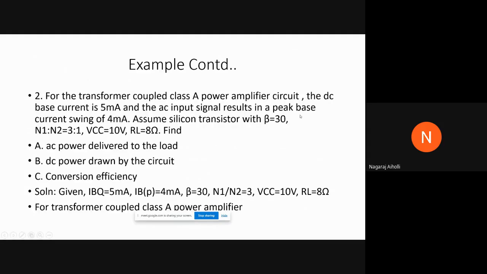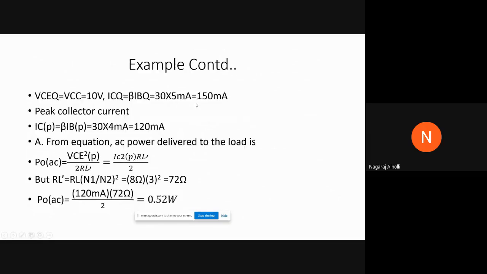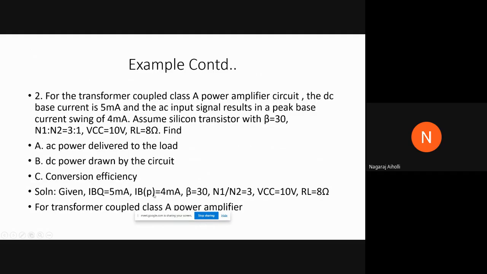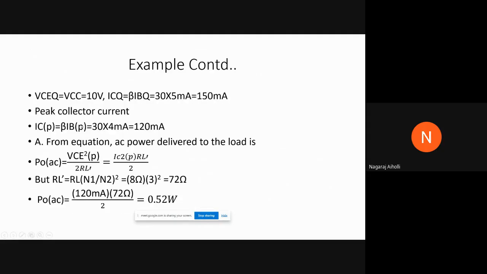Then let us calculate the peak collector current. Because they are given the value of peak base current, from this we can easily find the value of peak collector current using the equation IC peak is equal to beta times the peak base current. That is beta, 30, into IB peak, 4 milliampere. If you multiply these two, 30 into 4 is 120 milliampere. The value of IC peak is 120 milliampere.